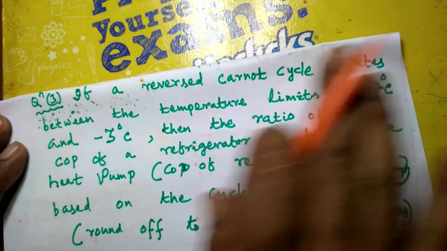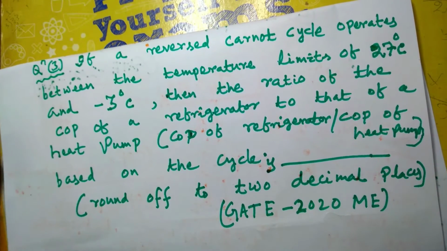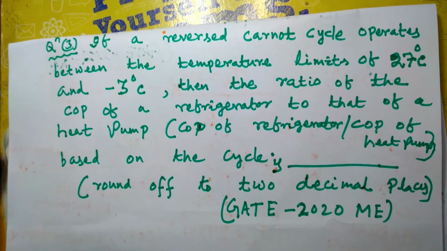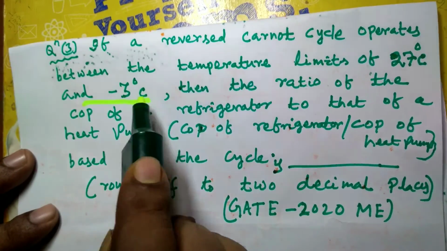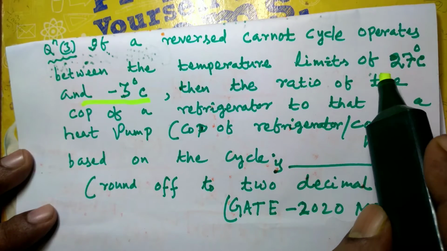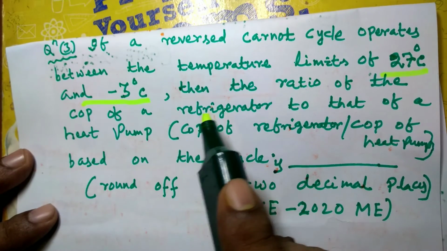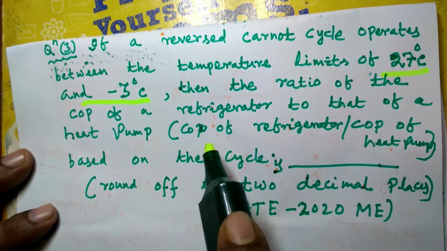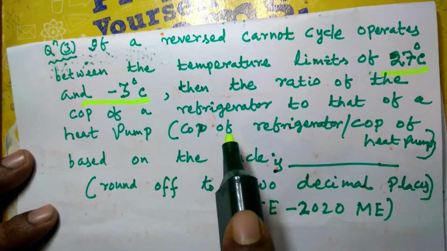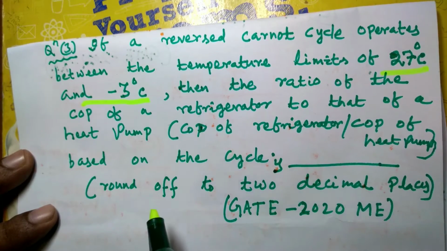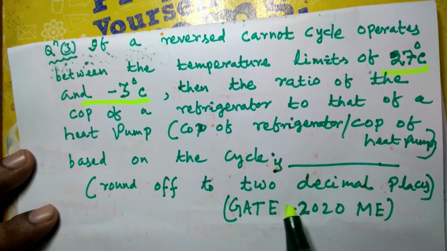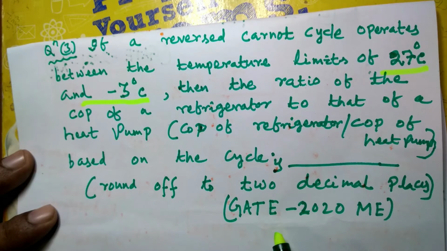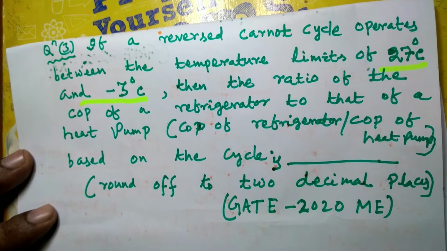You see, if a reversed Carnot cycle operates between the temperature limits of 27 degrees Celsius and minus 3 degrees Celsius, then the ratio of the COP of refrigerator to that of heat pump based on the cycle is dash. Round up to 2 decimal places. And this question was asked in the GATE 2020 mechanical engineering.